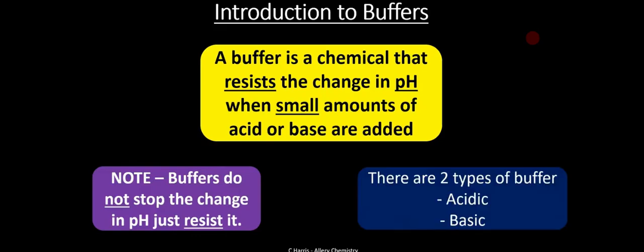Okay, so there are 2 types of buffers, an acidic buffer and a basic buffer. So let's look at acidic buffers. Acidic buffers resist the change in pH in order to keep the solution below a pH of 7. So we have a buffer solution whose pH is below 7, and it resists changes in pH such that the pH remains below 7. Then this is an acidic buffer. It has a pH below 7. It is made from a weak acid and a salt of its conjugate base. So you need the weak acid and the salt of its conjugate base.